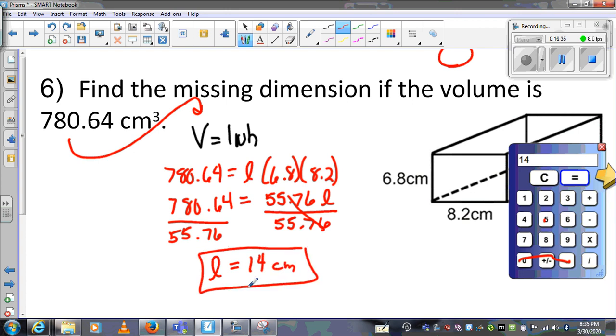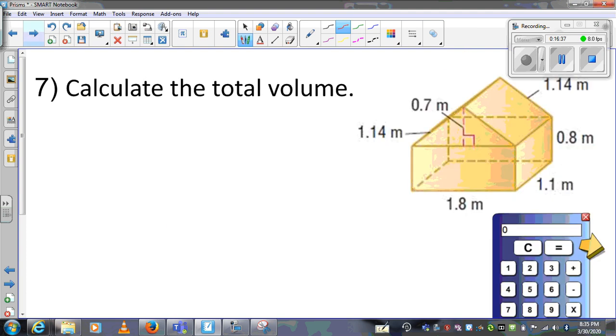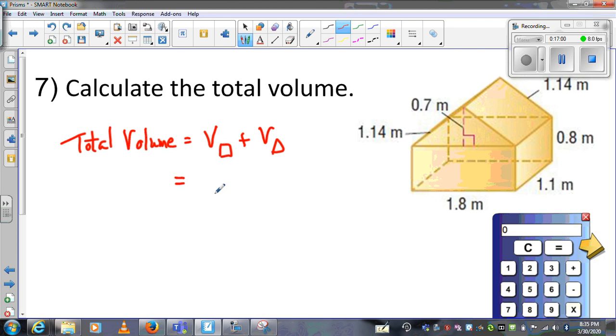Okay, let's try one last problem. This one's a little different. This one is calculating the total volume of this. All right, so total volume. We have two shapes here. So we're going to first find the volume of the rectangular prism, and then it looks like we're going to find the volume of the triangular prism. So the rectangular prism would be length times width times height. The triangular prism would be half base times height times the height of your whole triangular prism.